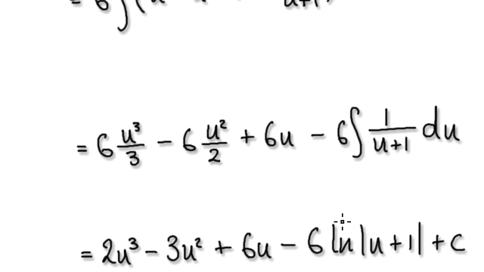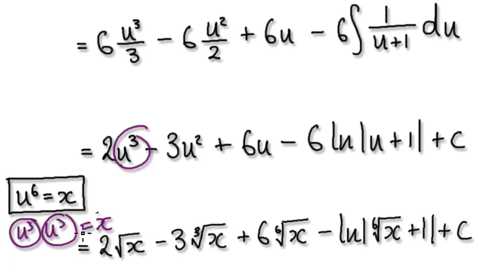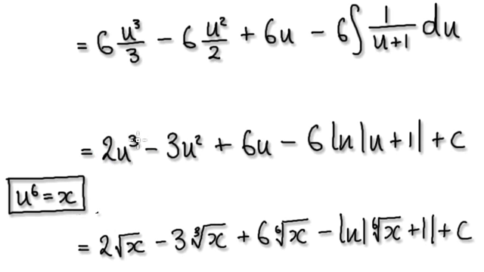Okay. So now earlier we said let u to the power of 6 equals x. So somehow we've got to replace the u here. If you look at this here, you can visualize this as u to the power of 3 times u to the power of 3 equals x. So u to the power of 3 is really the square root of x. So this thing here becomes this.